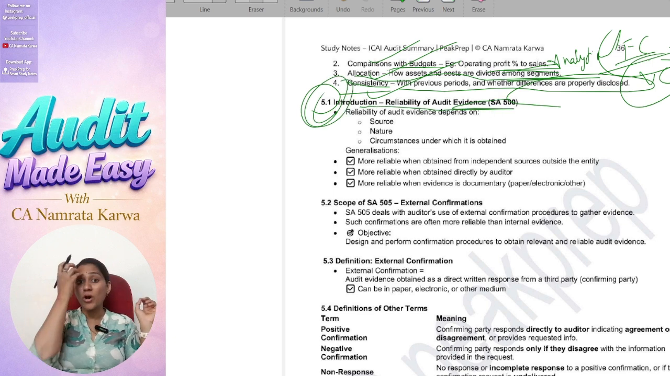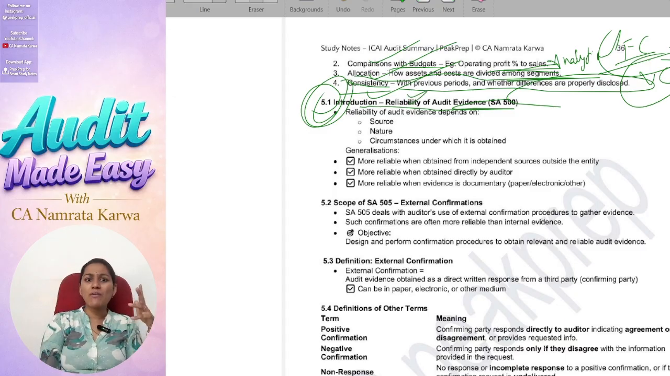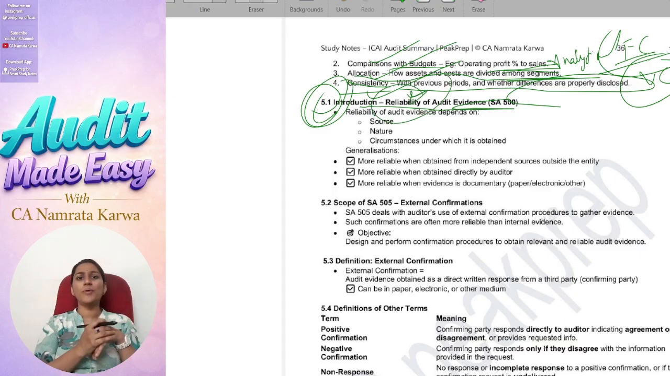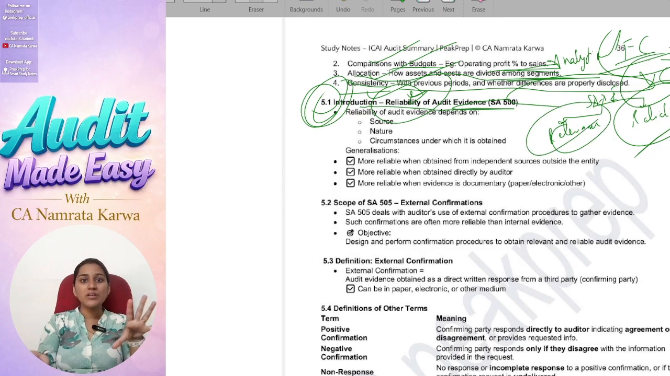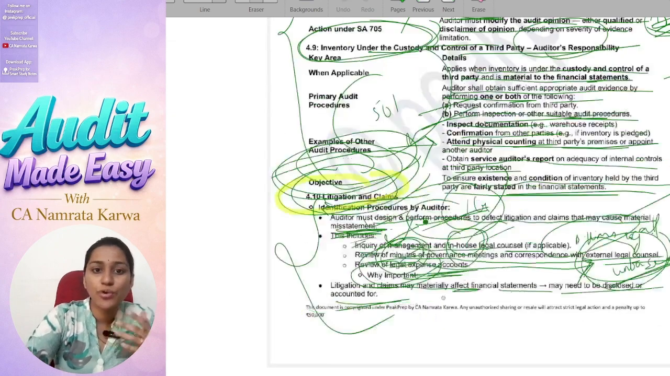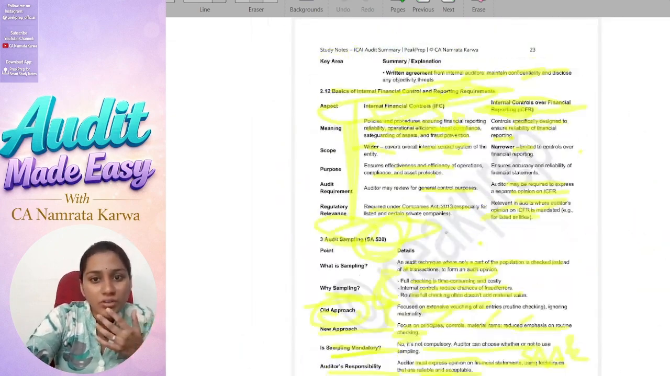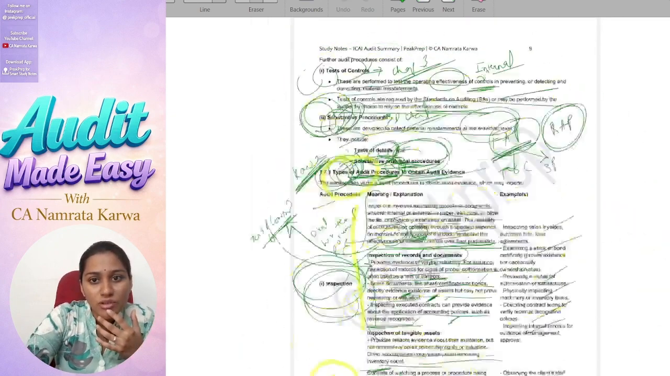This is a topic we have already studied in the specific chapter, reliability of audit evidence. Remember, sufficient appropriate audit evidence: how it is increased by relevance and by reliability. This part we have already studied. Just turn the pages, it might be somewhere around page number 3 to 4.